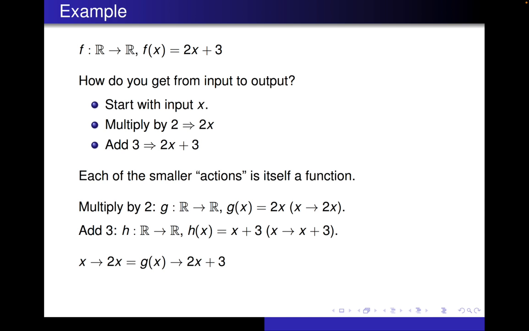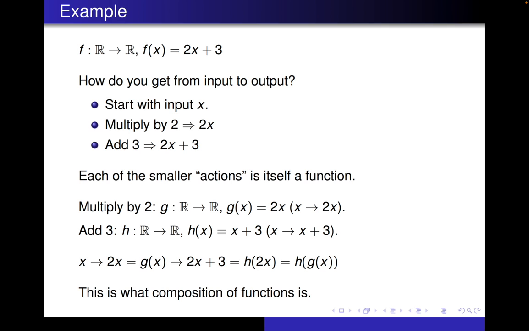So h of x is equal to x plus 3, and your input for 2x plus 3 has to be 2x. If you think about what h of 2x is, you take your 2x and then you add 3 to it to get 2x plus 3. And then remember, 2x is equal to g of x, so that's actually equal to h of g of x. So you can see that we have, in a different way, taken h and g and combined them to form the function f.